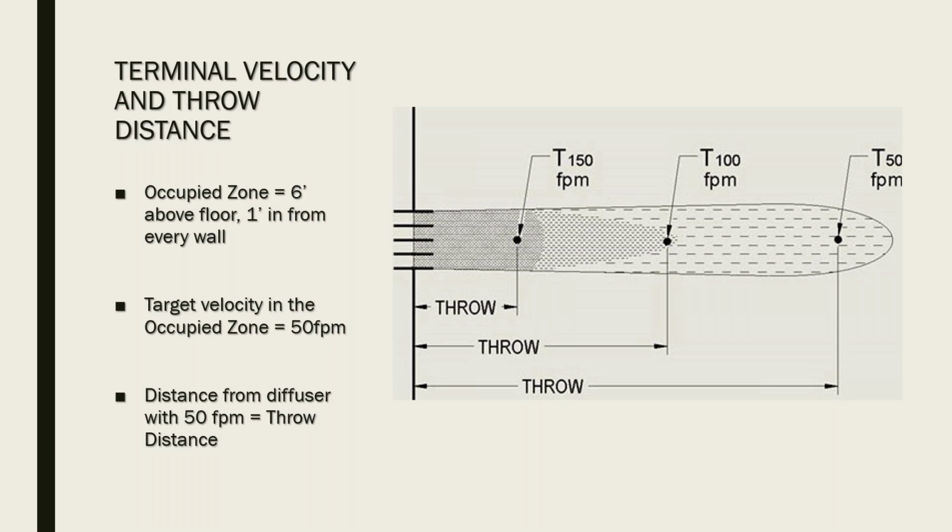The occupied zone of any space is defined as 6 feet above the floor and 1 foot in from every wall. That's the occupied zone. Within the space, the ideal air velocity is 50 feet per minute. Air moving faster than that will be sensed as a draft. So with fabric systems, you can be assured that you can get draft-free, comfortable air distribution in your space.